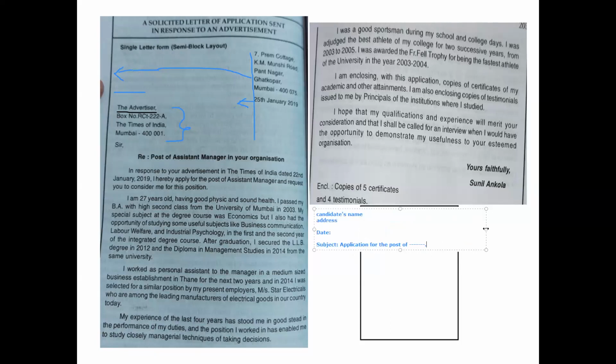I hope this is visible to you all. I have reduced the font because it may not fit the page. Okay, so shall I go to the next point? Next is reference. From where you came to know of this?